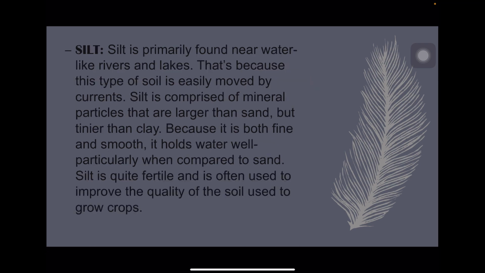Next, silt. Silt is primarily found near water like rivers and lakes. That's because this type of soil is easily moved by currents. Silt is comprised of mineral particles that are larger than clay but tinier than sand. Because it is both fine and smooth, it holds water well, particularly when compared to sand. Silt is quite fertile and is often used to improve the quality of the soil used to grow crops. And here in my area, there are some lakes and some people grow crops for their living.